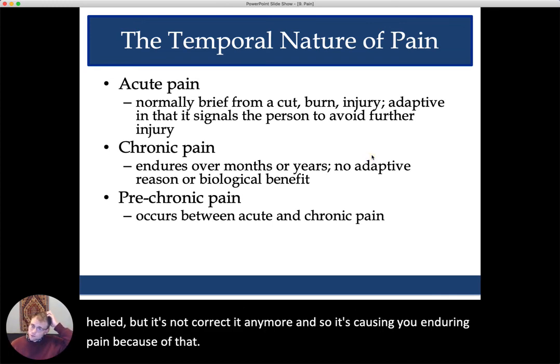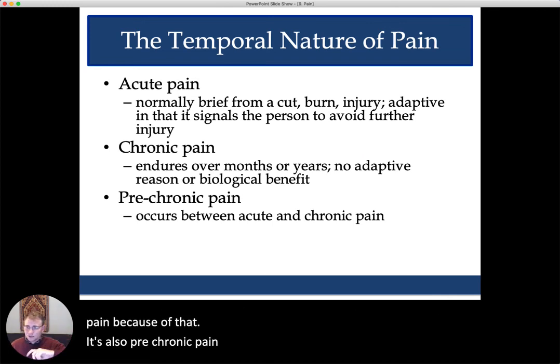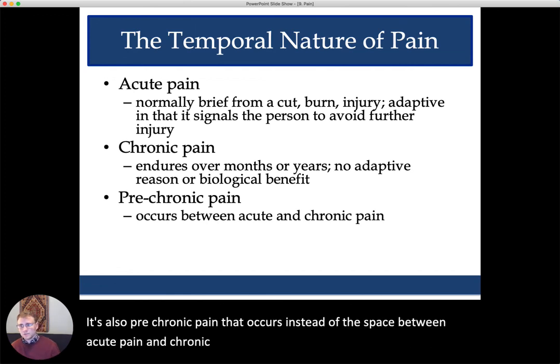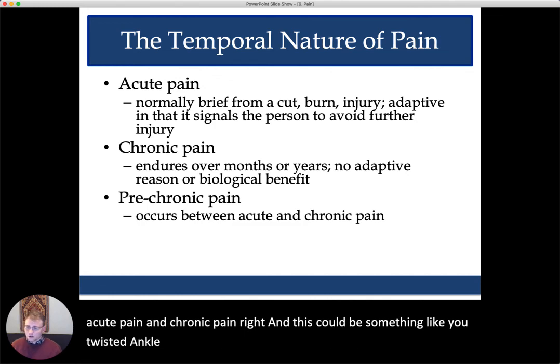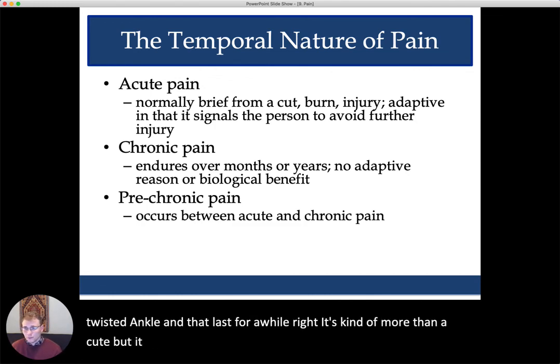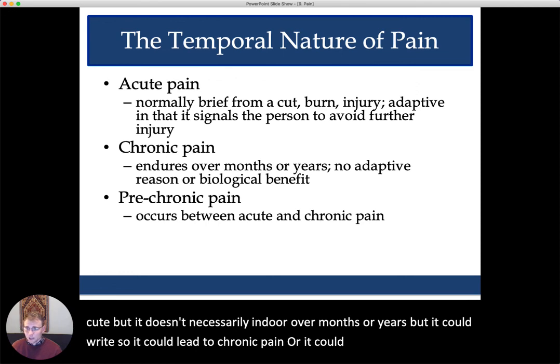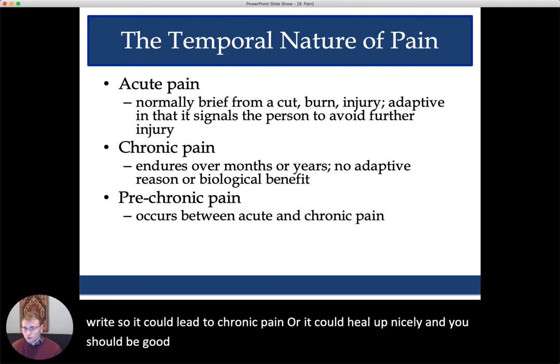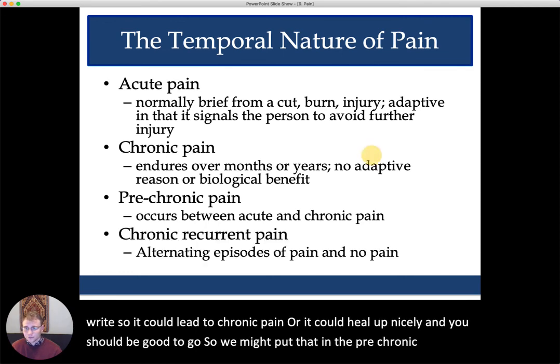There's also pre-chronic pain, and that occurs in the space between acute pain and chronic pain, right? This could be something like you twist an ankle, and that lasts for a while. It's kind of more than acute, but it doesn't necessarily endure over months or years, but it could, right? So it could lead to chronic pain, or it could heal up nicely, and you could be good to go. So we might put that in the pre-chronic pain category.